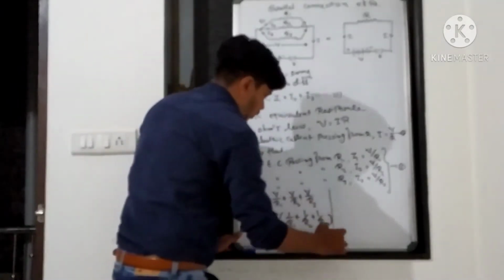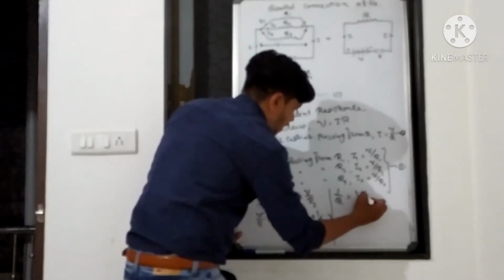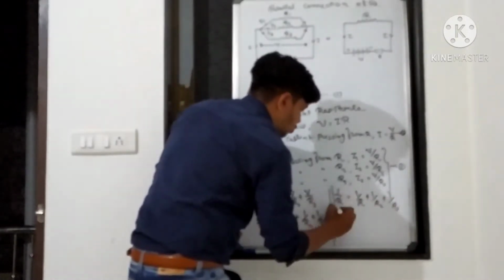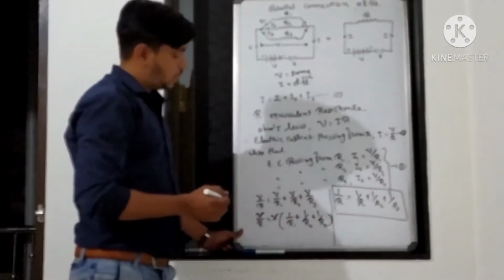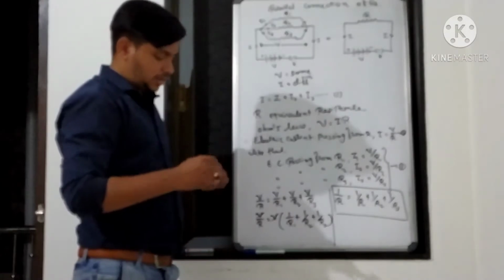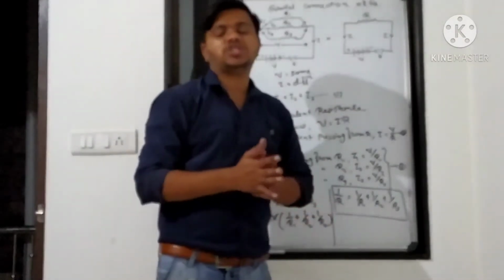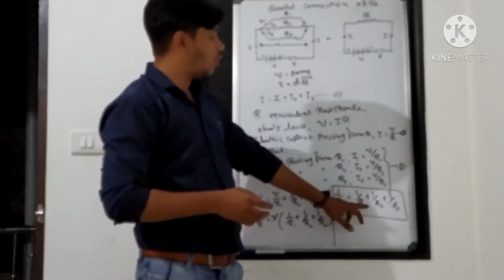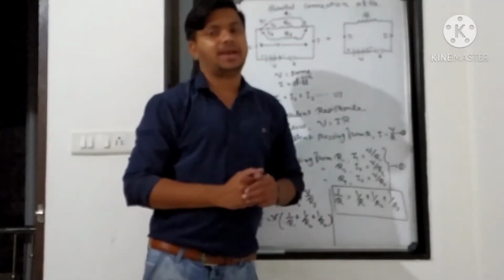So what is our equation? 1 upon R is equal to 1 upon R1 plus 1 upon R2 plus 1 upon R3. So here it is, the equation for equivalent resistance. What does it say? The reciprocal of the equivalent resistance of a circuit is the addition of the reciprocals of all the resistors connected in parallel.